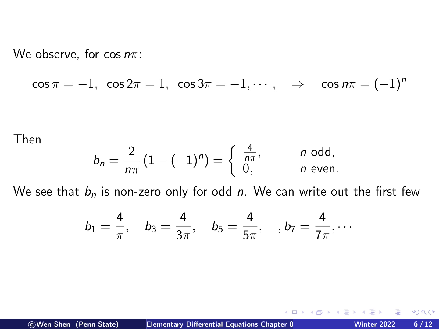Okay, we can write out the first few of them. Let's look at B1. Now that will be 4 over pi when n is 1. And then when n is 3, I'll have 4 over 3 pi. And then when n is 5, I'll have 4 over 5 pi. And then when n is 7, I will have 4 over 7 pi. So on and so forth.